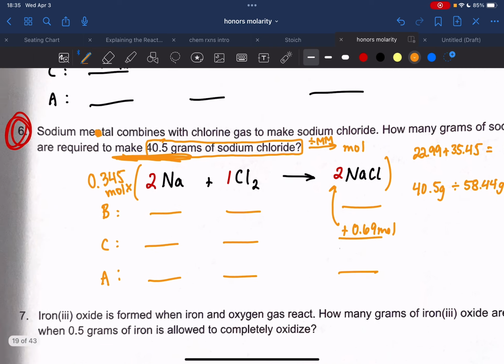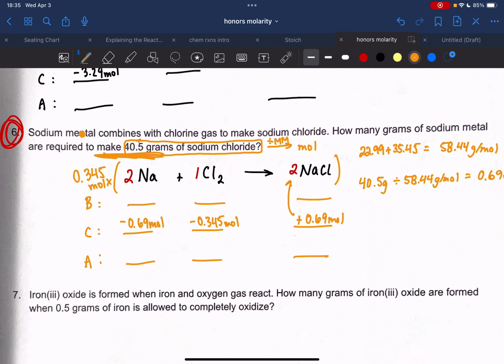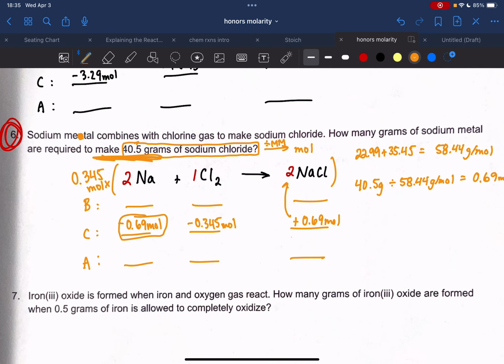And in doing that, I'm going to end up spending 0.345 moles of sodium. And I'm sorry, that's not right. I'm going to end up spending 0.69 moles of sodium and also 0.345 moles of chlorine. The number I care about, though, is this one, right? Because I want to know how many grams of sodium metal are required in order to make this much sodium chloride. So next, I just need to take this 0.69 moles and convert to grams.